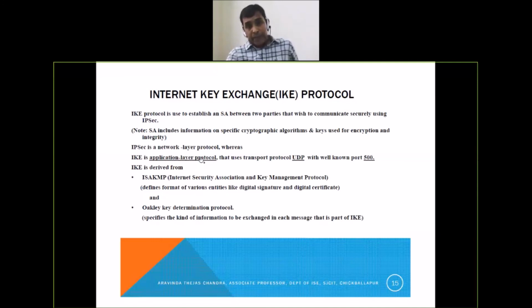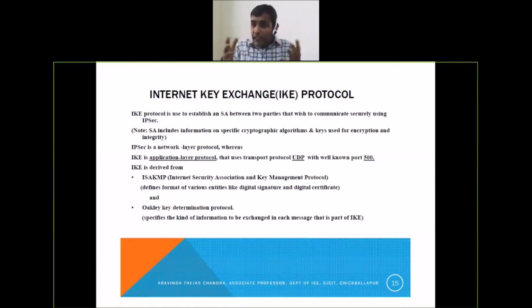IPsec is a network or internet layer protocol. IKE is used by what? It's an application layer protocol that uses the transport protocol UDP, as a client and server application, which is at the application layer, will use the IKE protocol, not the network layer. And the IKE protocol does not use TCP, it uses UDP, and it uses the well-known port number 500. Okay, so keep that in mind.